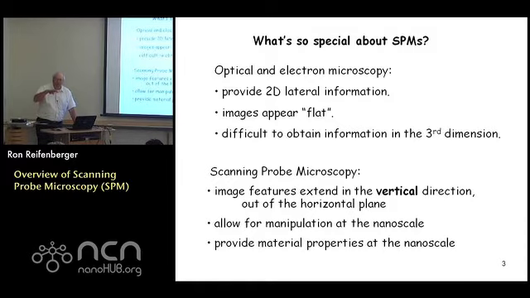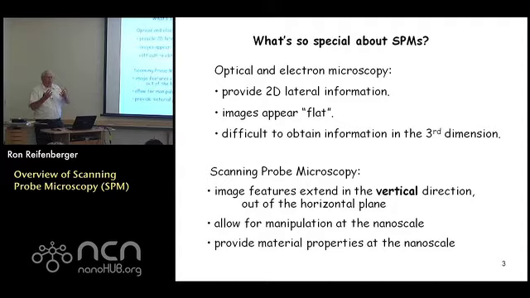These optical and electron microscopes are very good at providing lateral information about a surface. So if you take a surface or a material and you want to see the separation or the distance between two objects on that material or on that sample, right? The electron and the optical microscope, as you can use them today, are very good at that. They provide lateral information, right? Unfortunately, the images appear very flat, right?